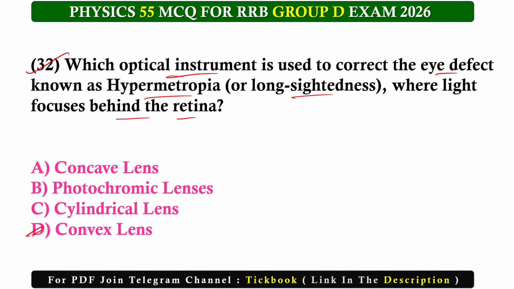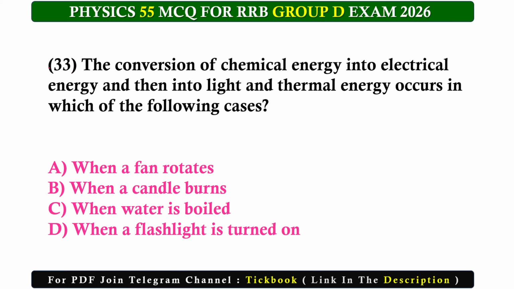Option number D, convex lens. 33. The conversion of chemical energy into electrical energy and then into light and thermal energy occurs in which of the following cases?